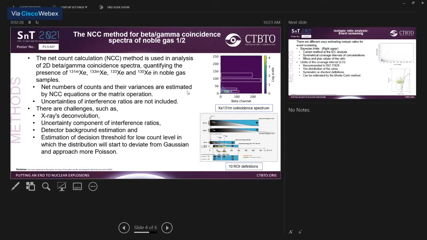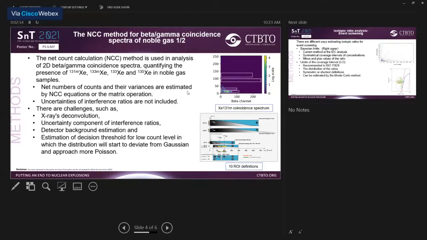Next is the NCC method for the beta-gamma coincidence spectrum from a noble gas system like the SAUNA system. We call it the net count calculation method. It's also called the Stockholm equation. It was finalized in the early 2000s.